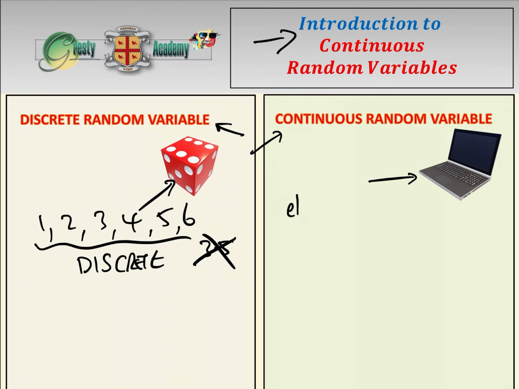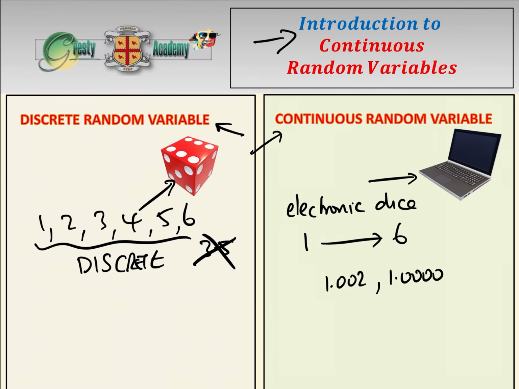Okay, a continuous random variable. Let's imagine that this is an electronic dice that we have programmed on our computer. It can take any real value between 1 and 6. So the value it could take, for example, is 1.002. It could take 1.0000468. It can take any value it wants between 1 and 6. It is continuous. Okay, that's the first difference between them.